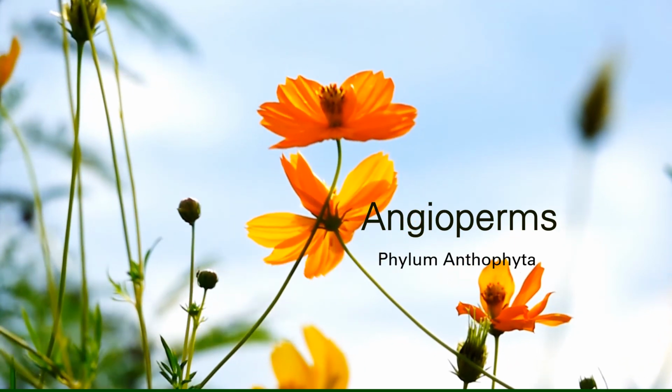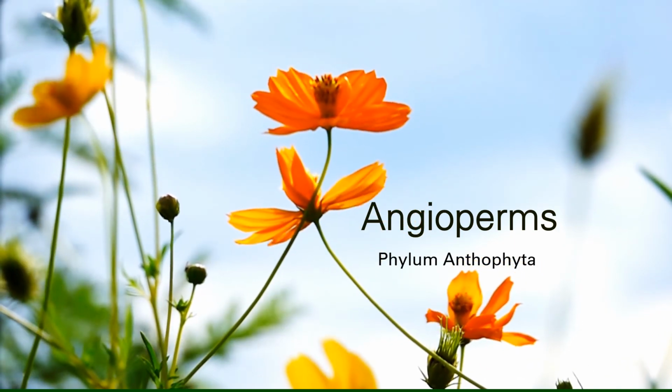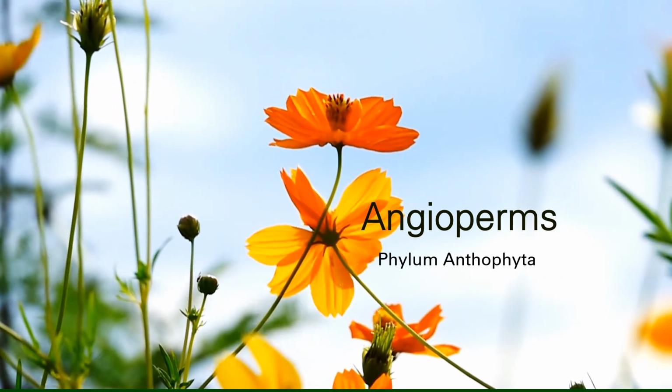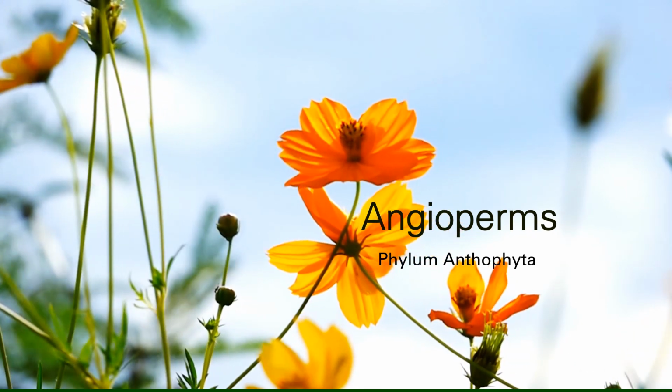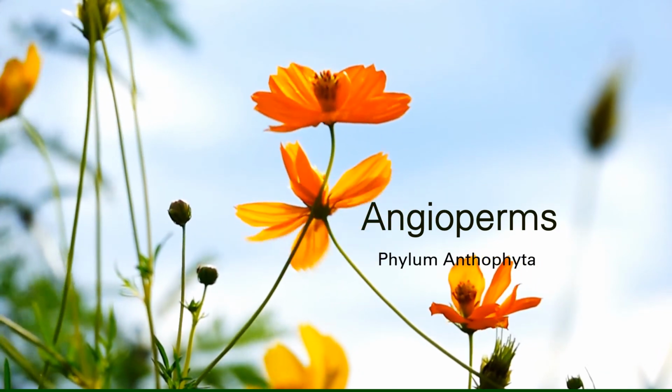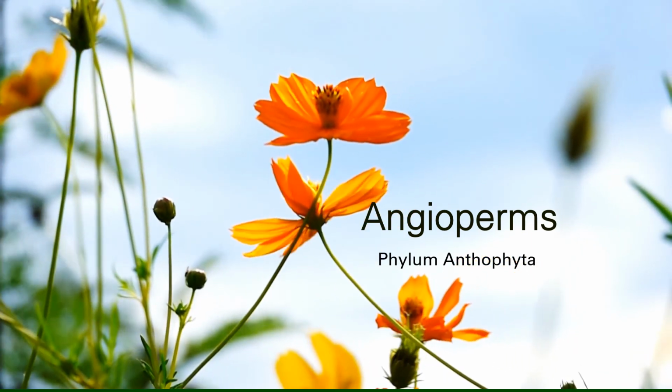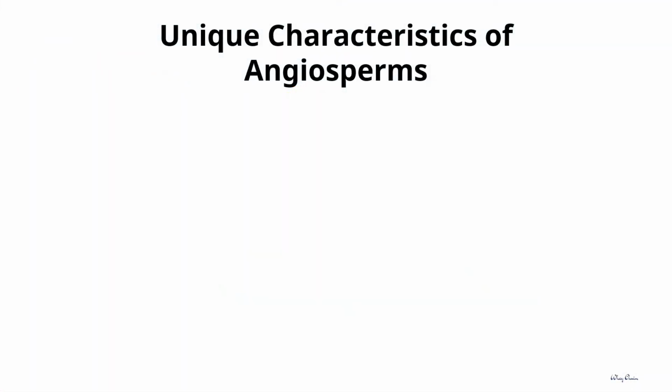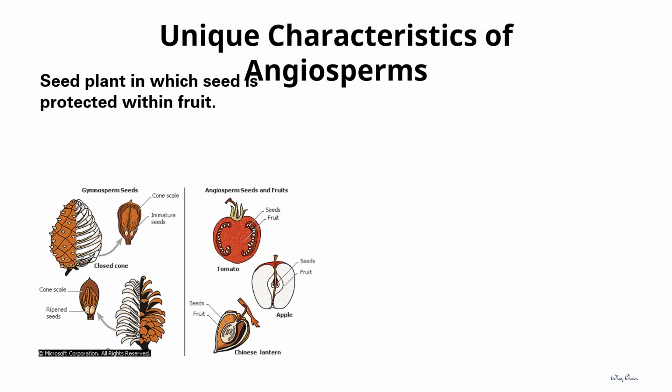Last but not least, we focus on the most advanced plants in Kingdom Plantae, which are flowering plants or angiosperms. We only focus on one phylum, which is Phylum Anthophyta. Angiosperms are seed plants, and the seed is protected within the fruit structure. So compared with the gymnosperm, where the seeds are found at the surface of the scale of the female cones, for angiosperms the seeds are always protected within the fruit.